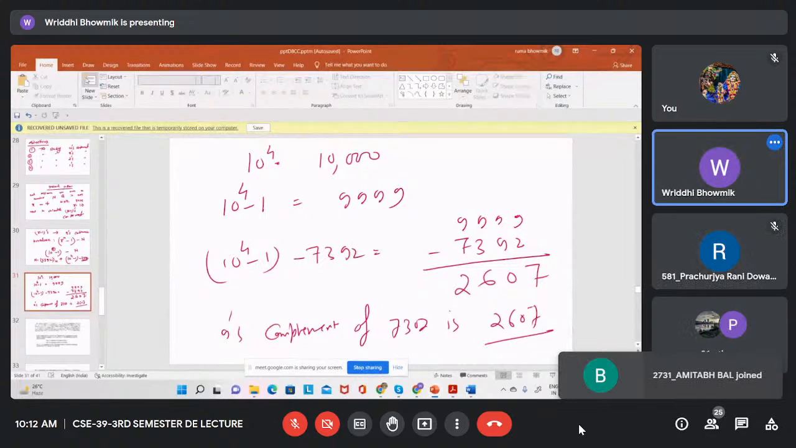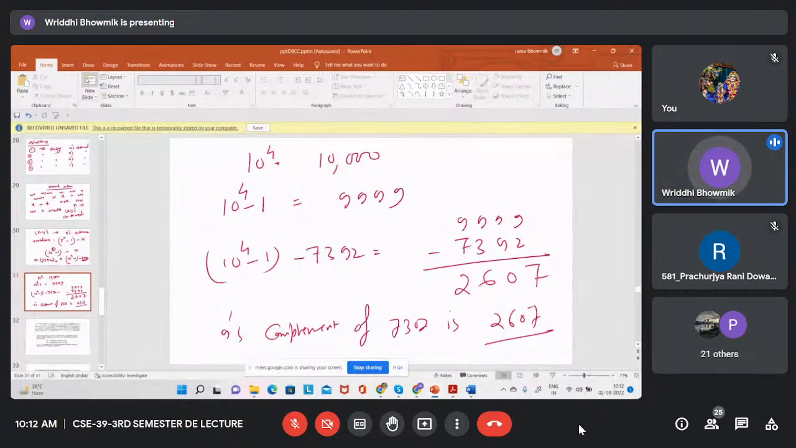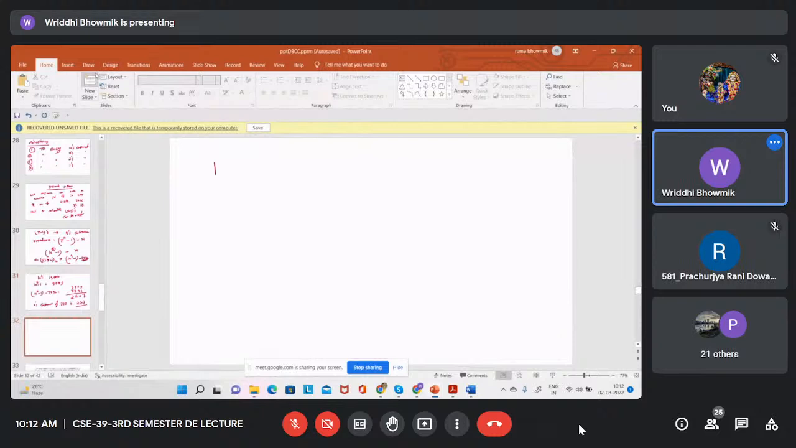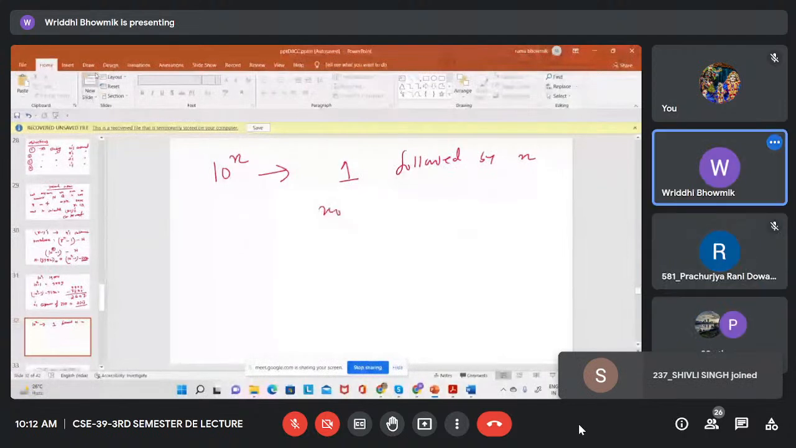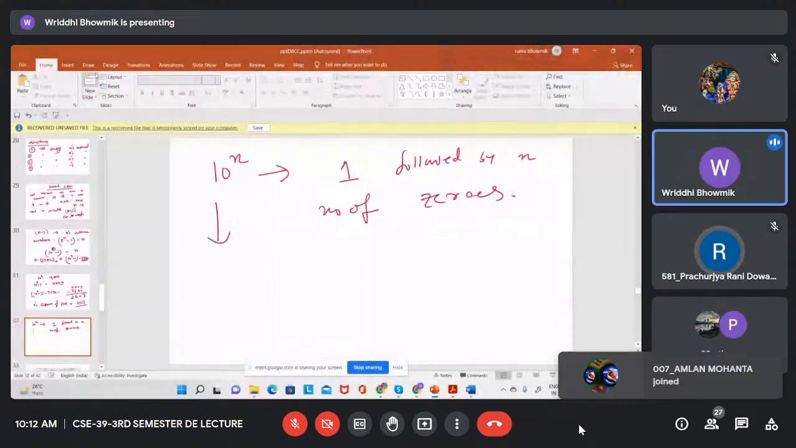Now, I will tell you some general form of it. 10 to the power n means 1 followed by n number of zeros. Okay, let's take an example. 10 to the power 4 means 10,000.